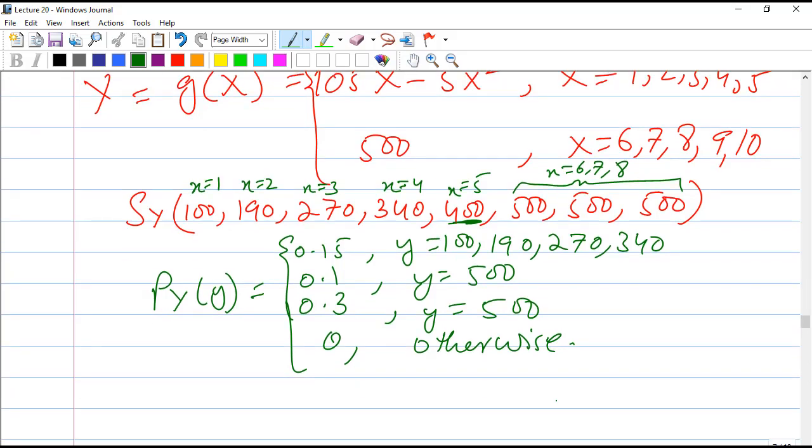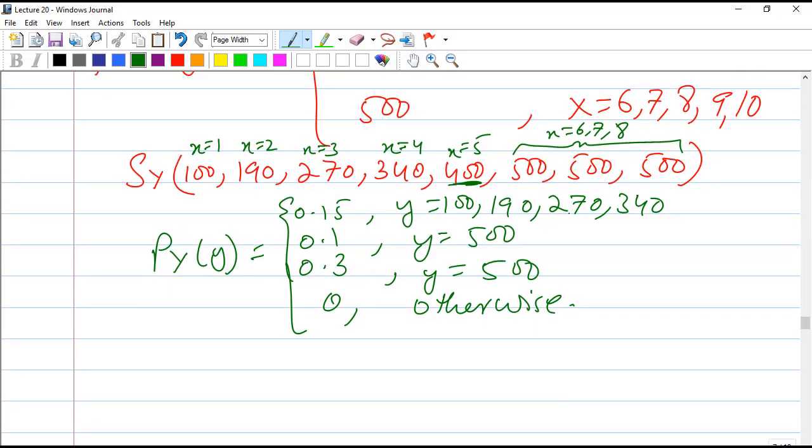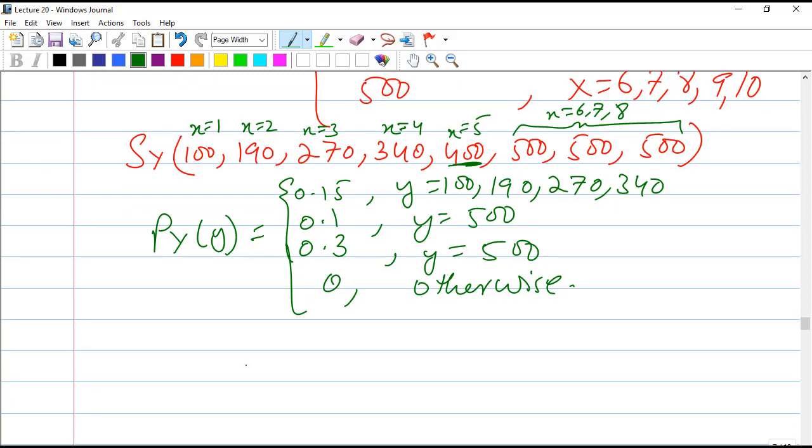Now we can see that it is 0.15 times 4, it is 0.6, and 0.1, 0.7 and 0.3, which is 1. So it means that this probability sums up to 1. So that seems okay for right now.